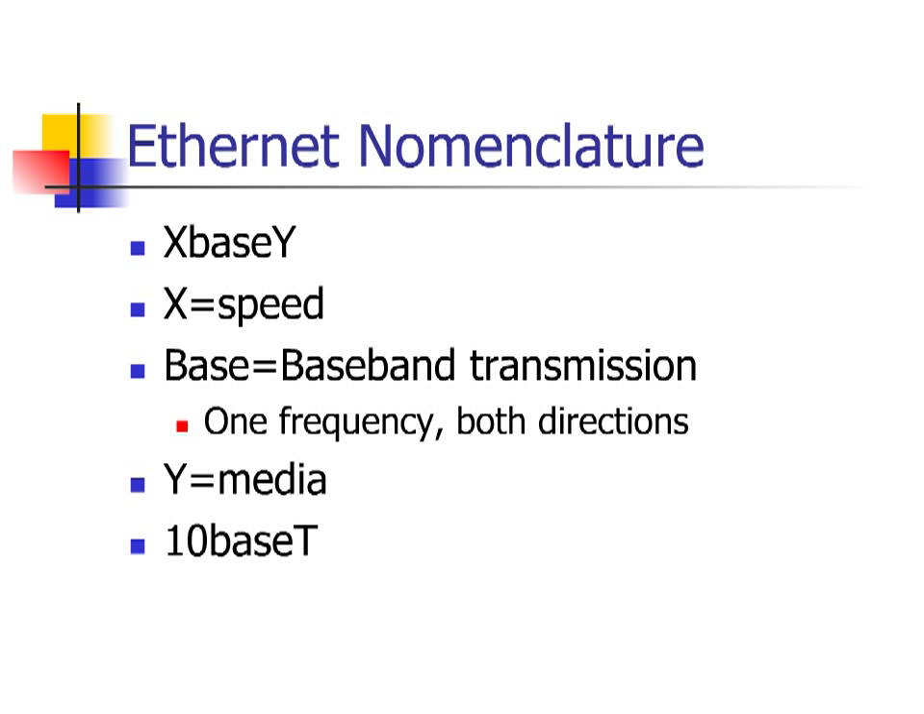You have two types of transmission, baseband and broadband. Broadband is very much like your cable television. You have multiple frequencies that travel in one direction.